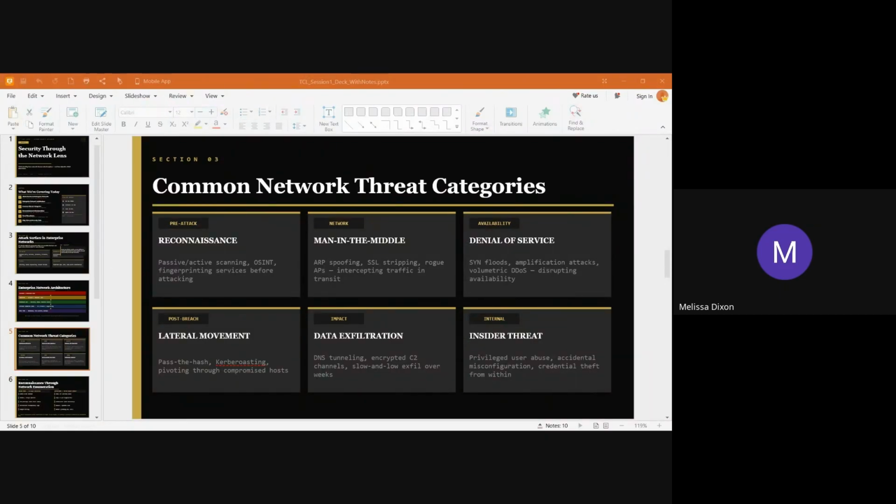So before any attack, there's always recon. Attackers do their homework. We'll spend all the next session on this topic. It's that important.